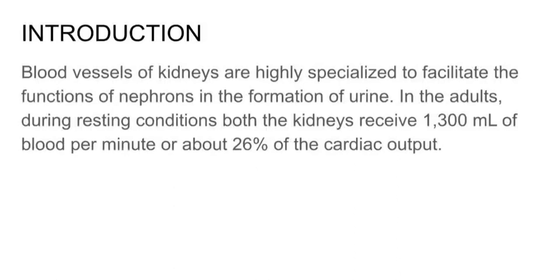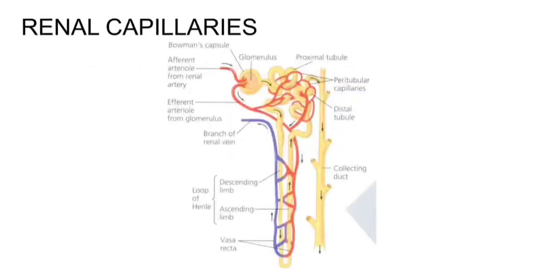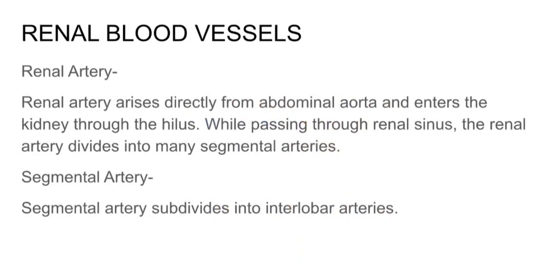Hello, in this video I am going to teach about renal circulation. Introduction. Blood vessels of kidneys are highly specialized to facilitate the functions of nephrons and the formation of urine. In adults, during resting condition, both the kidneys receive 1300 ml of blood per minute, or about 26% of cardiac output. The image shows renal capillaries.